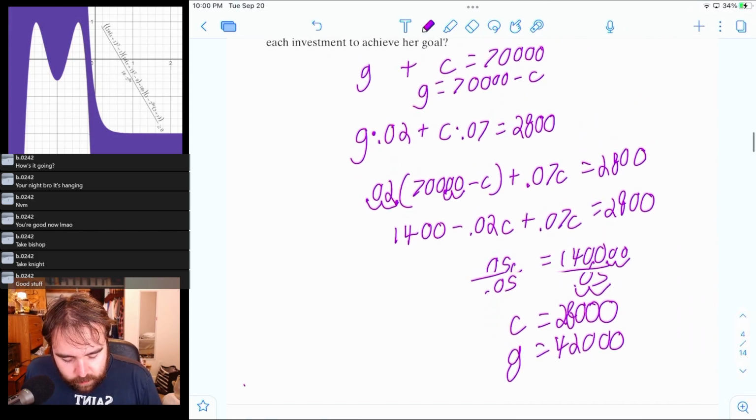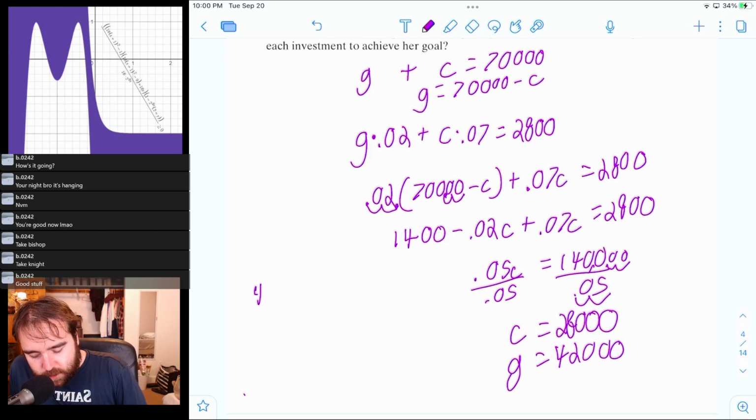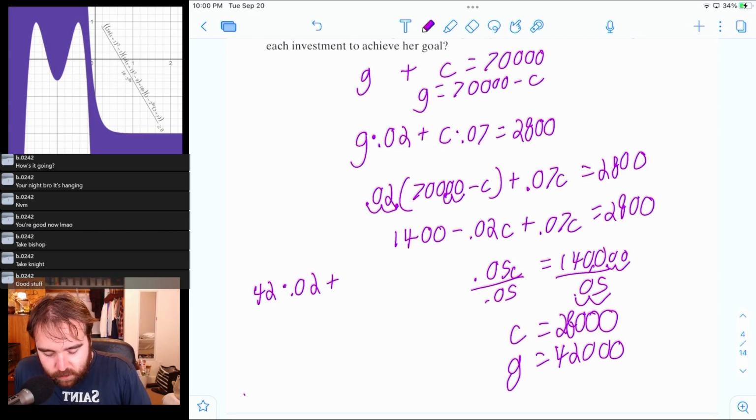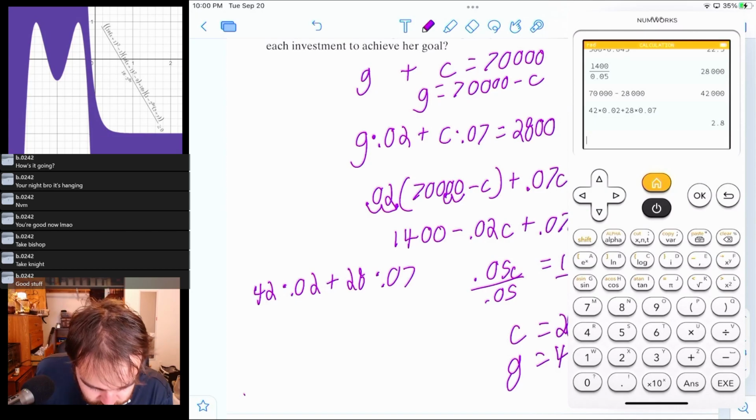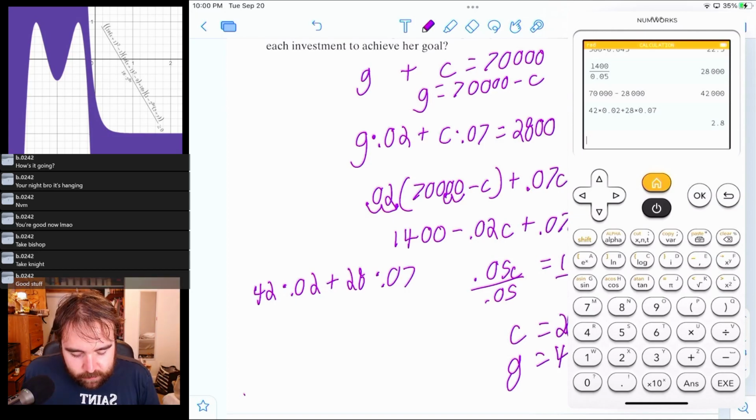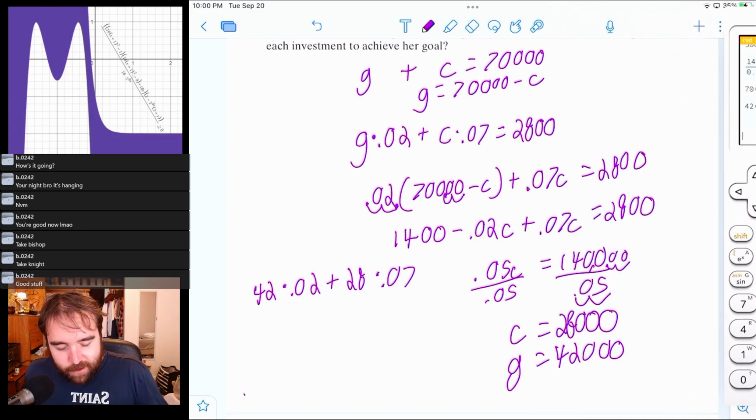And let's plug that into our original equation and make sure it gets us the right answer. So if we do 42,000 times 0.02 plus 28,000 times 0.07, does that get us 70,000? 42 times 0.02 plus 28 times 0.07. Does that get us 70? No, what do we want that to get us? We wanted it to get us 2.8 thousand, which is what it got us. Okay, that's correct.